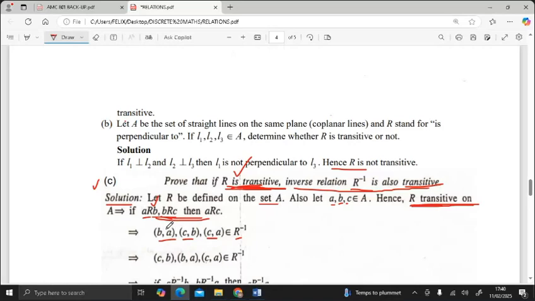B is R inverse related to A, this one. C is R inverse related to B, this one. And also, based on this, C is R inverse related to A. That is exactly what we mean by all these belonging to the relation R inverse.